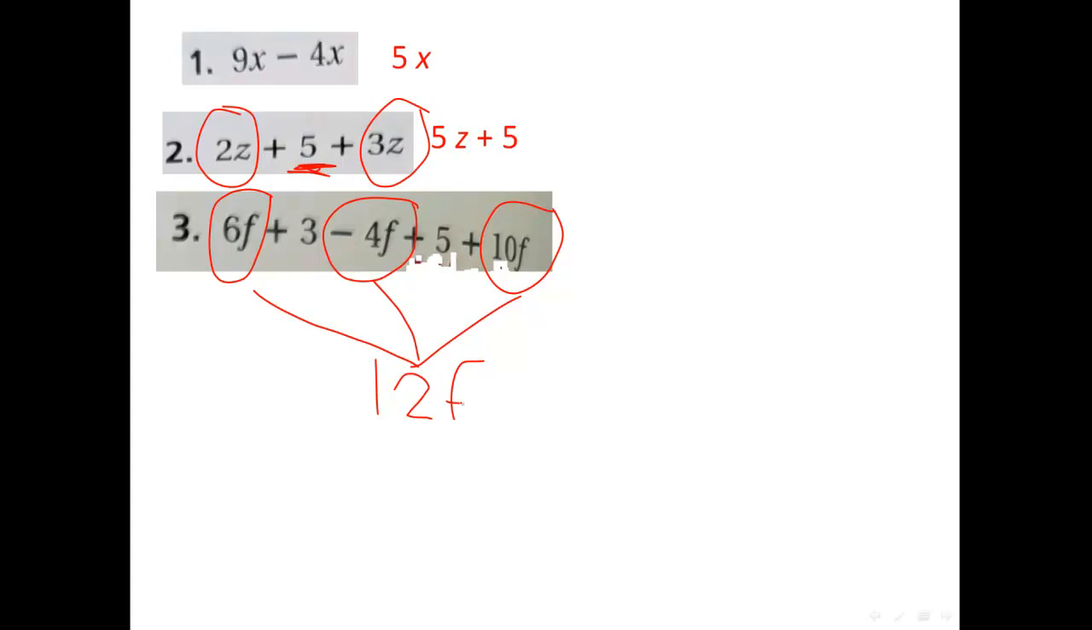12f. Okay, and now let's take the other terms. We have 3 and 5. Are 3 and 5 like terms or unlike terms? They are like terms. Why? Because both of them are number coefficients without a variable, or the variable here is to the power 0, and anything to the power 0 equals 1. So 3 and 5 are like terms. We add them, 3 plus 5 is 8. So the answer here will be 12f plus 8.